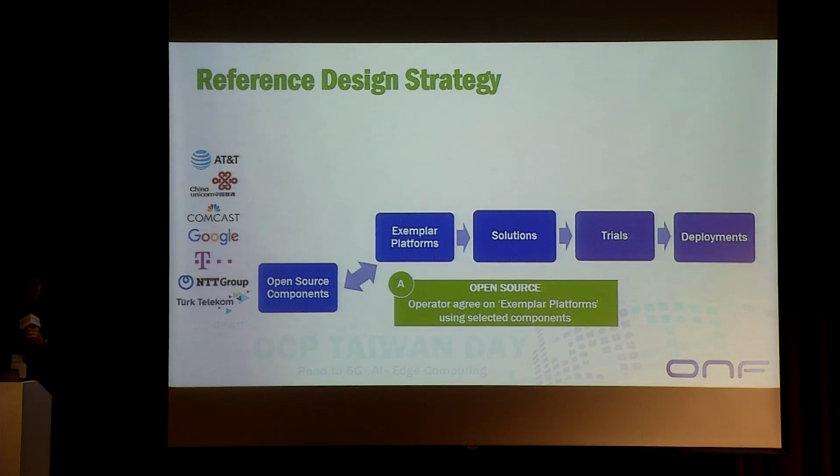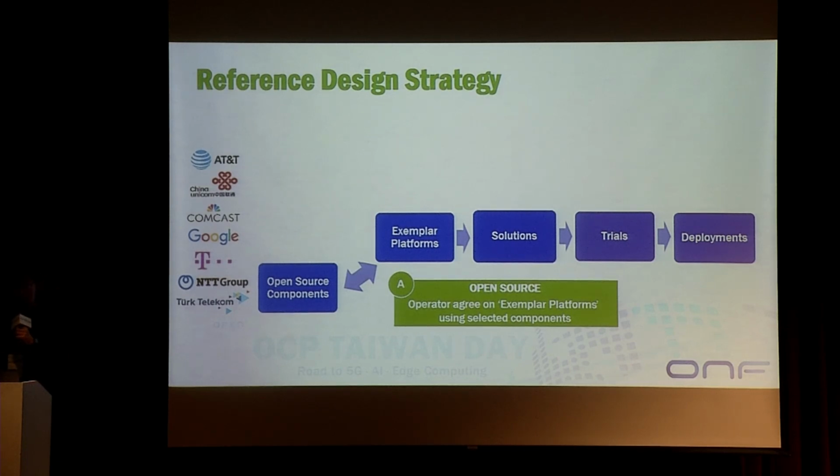Right here you can see a typical open source project pipeline. First of all, you're going to see the open source component over here, and then as the open source program grows and becomes more mature, it becomes an example platform, and eventually some company will adopt that and build a commercial solution, right? Then this solution will be taken by the operators into trials and then eventually production deployment. This is pretty typical. This is how we use open source.